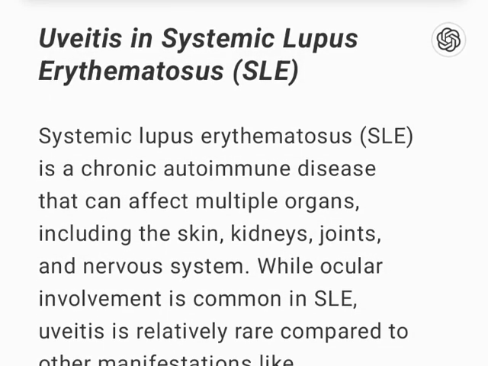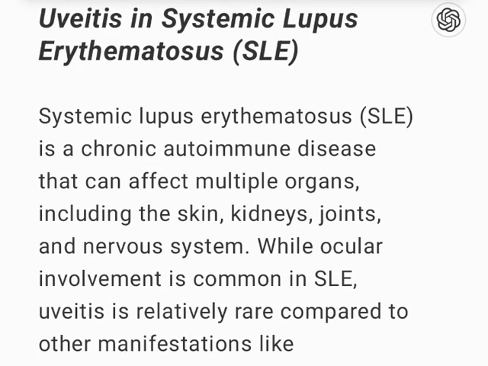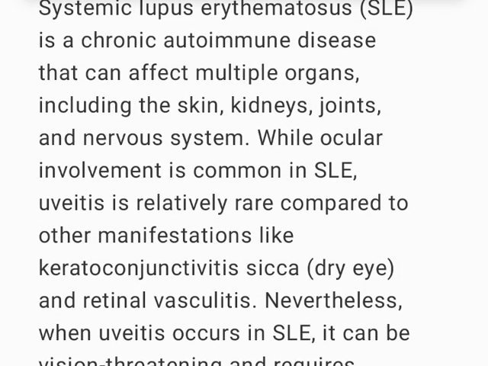Uveitis in systemic lupus erythematosus, SLE. Systemic lupus, SLE, is a chronic autoimmune disease that can affect multiple organs, including the skin, kidneys, joints, and nervous system.